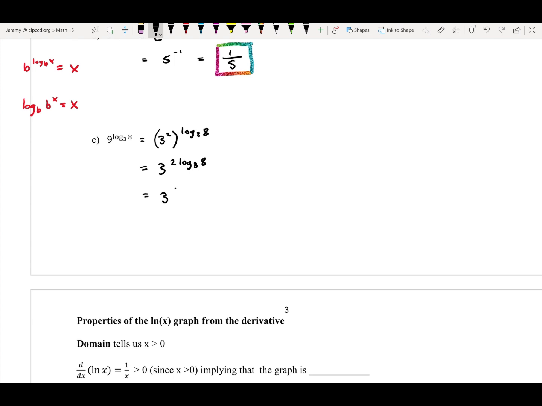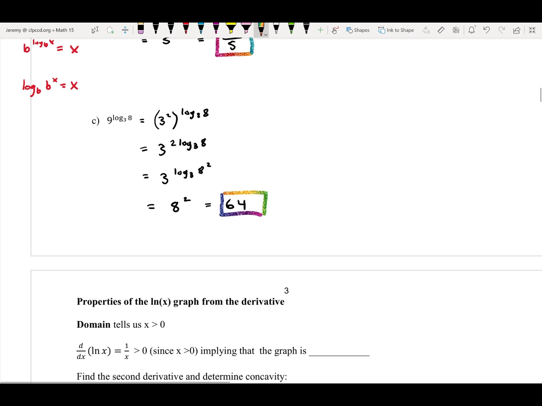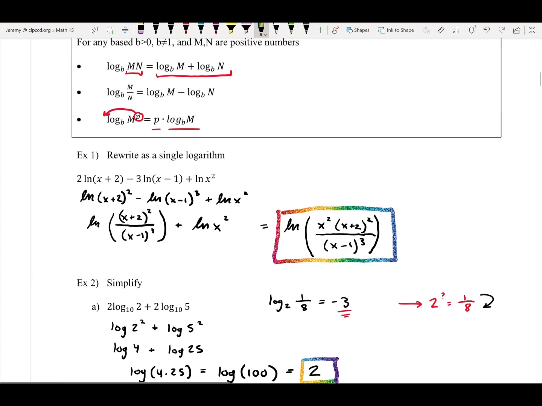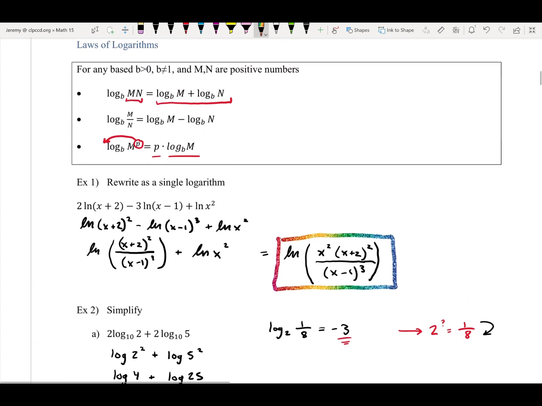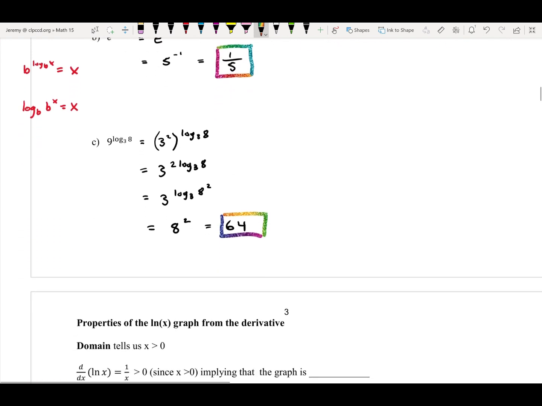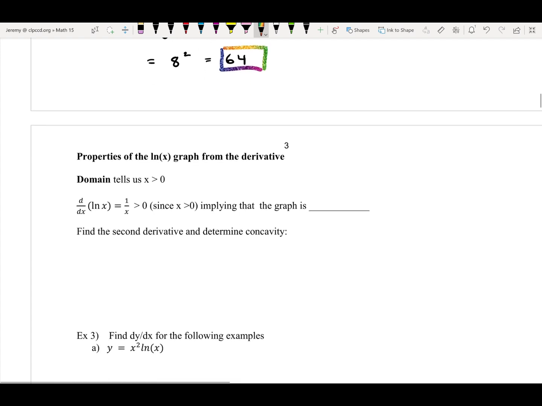I could write this as 3 to the log base 3 of 8, squared. And now we have common bases. It just cancels out. We're just left with 8 squared, or 64. And I'll box that up. Very good. So just a little practice. None of this is calculus. This is just college algebra, practicing, reviewing some of these properties of exponents, laws of logarithms.